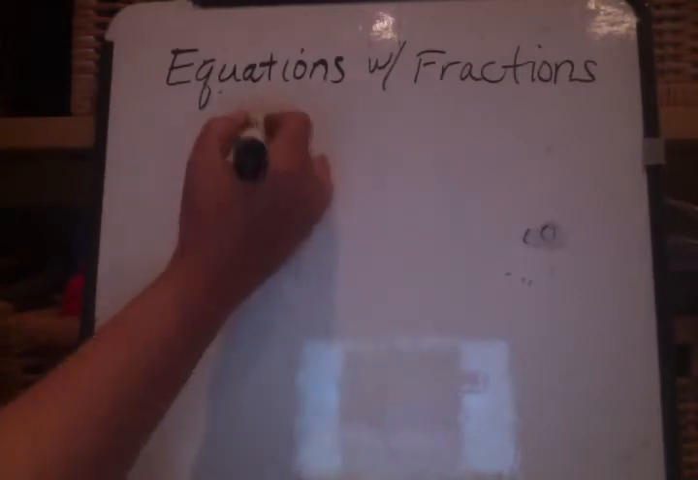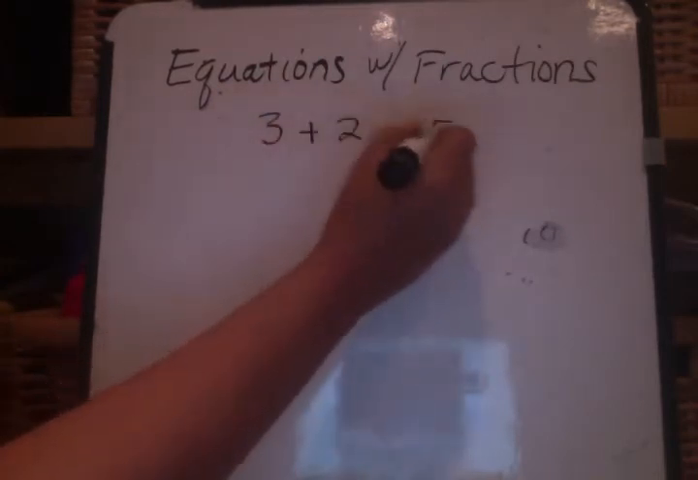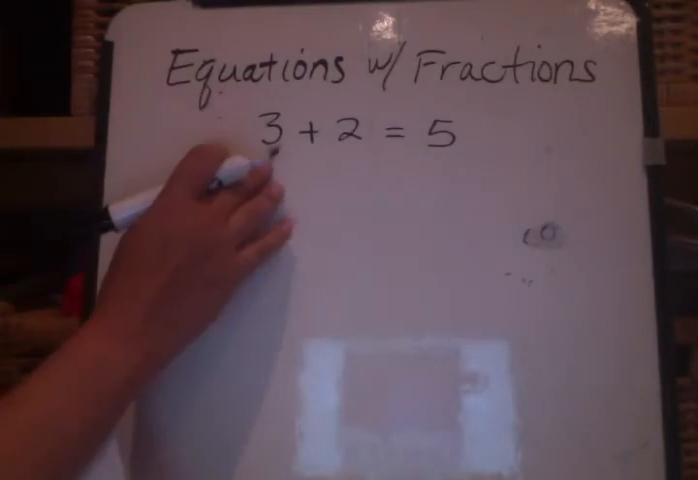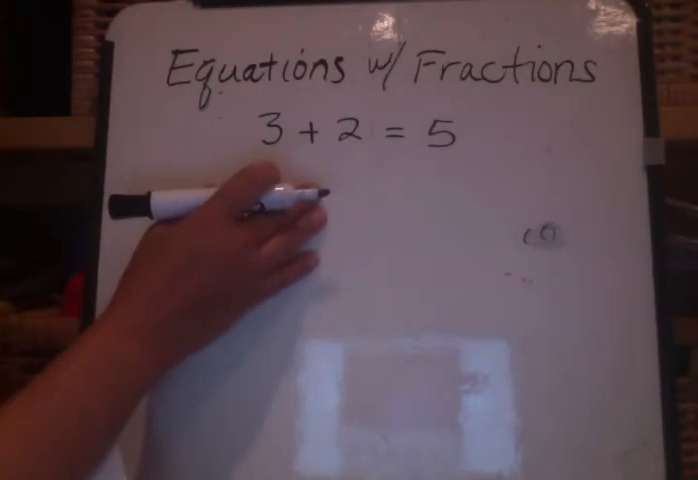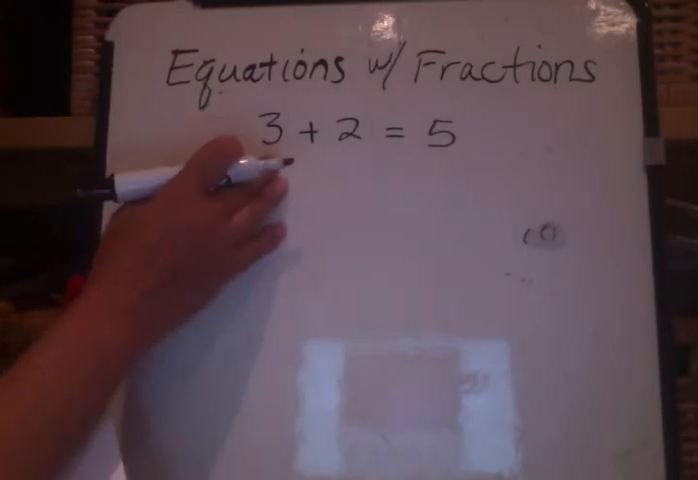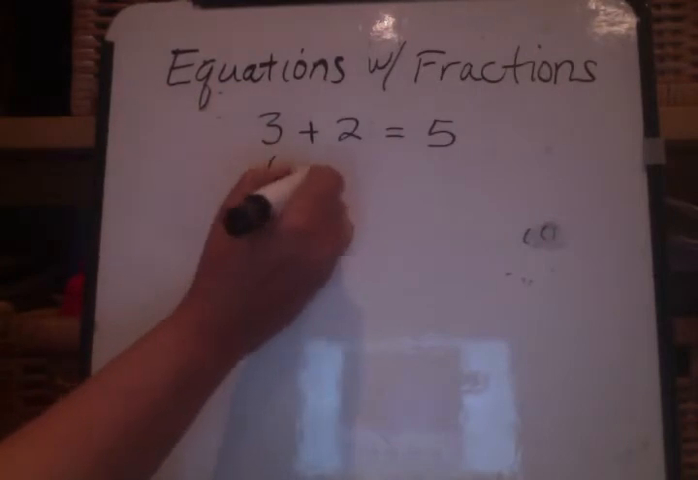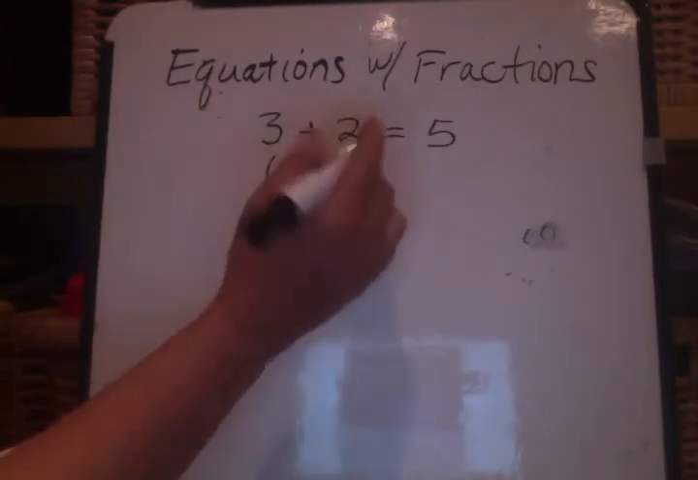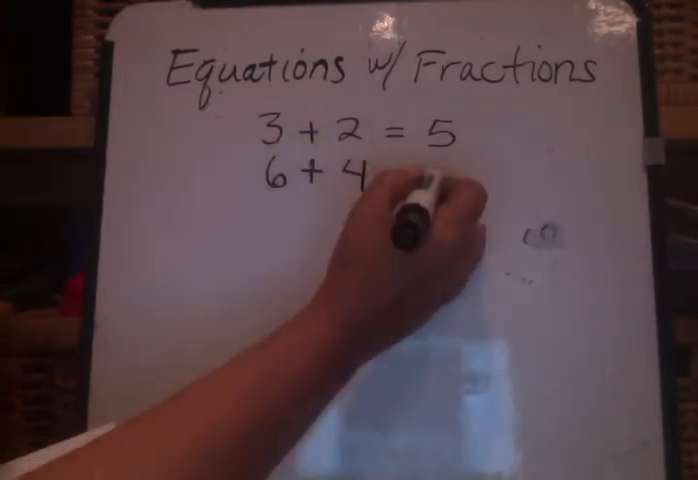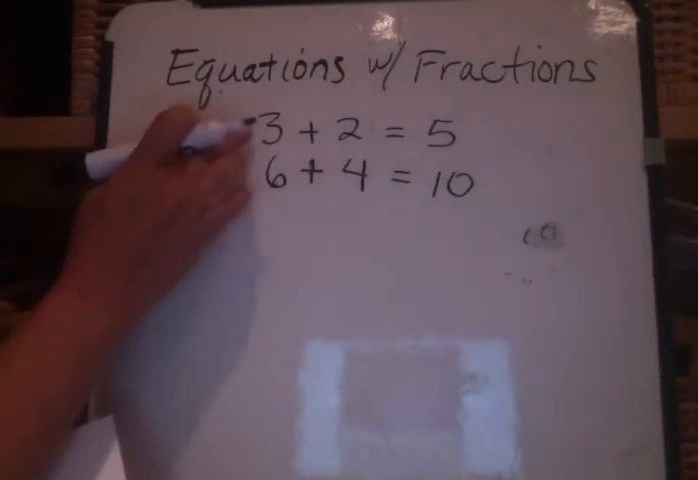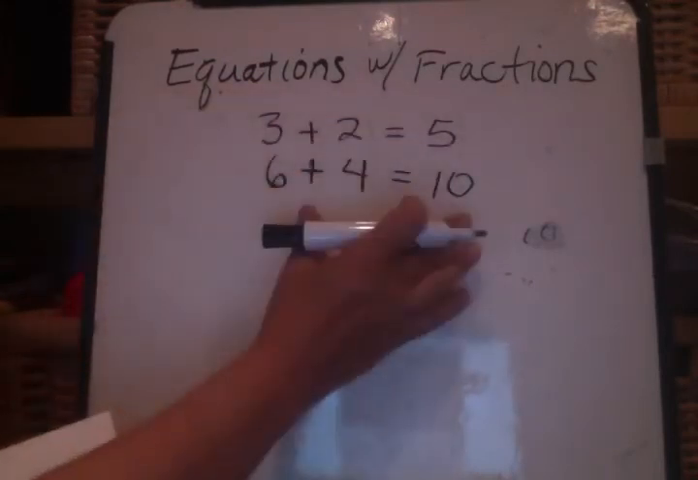So for example, I have something like this: 3 plus 2 equals 5. If I multiply every single term in both sides by 2, for example, the equation would still be true. So if I multiply 3 by 2, I get 6. Multiply 2 by 2, I get 4. And then multiply 5 by 2, I get 10. So I multiplied each one here by 2, and I got 6 plus 4 equals 10, which is true.